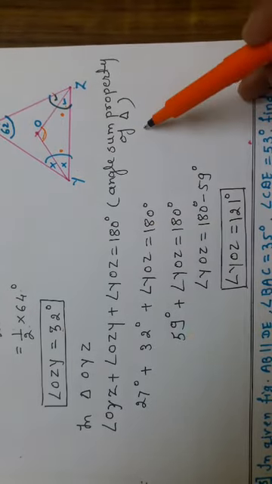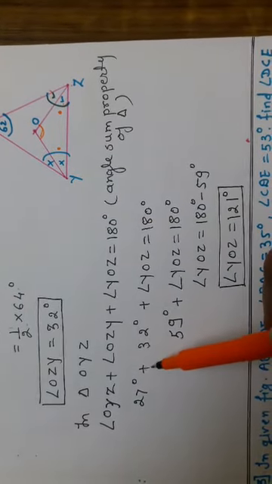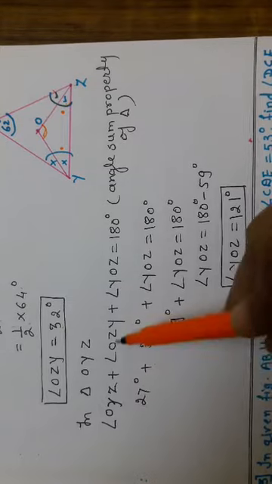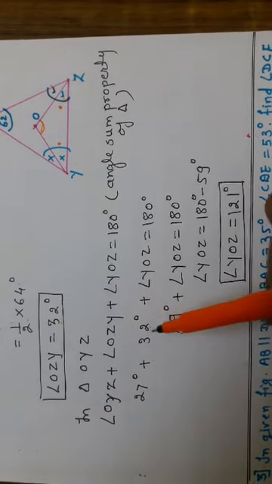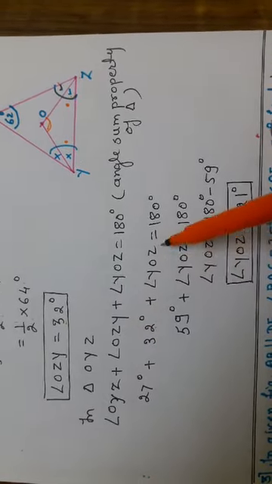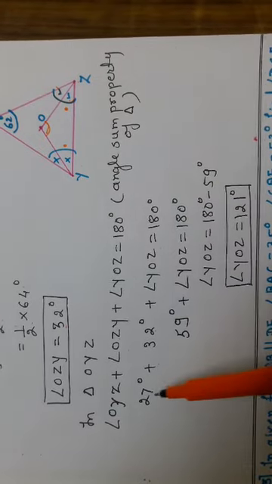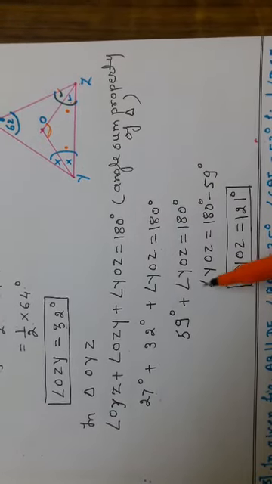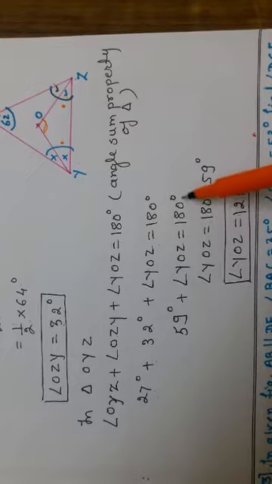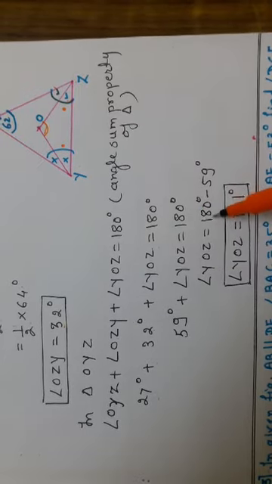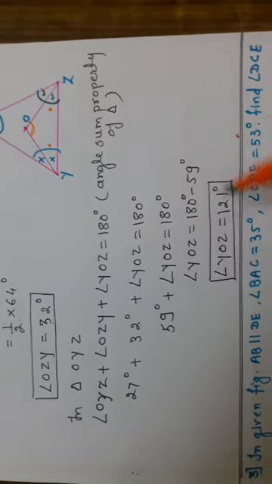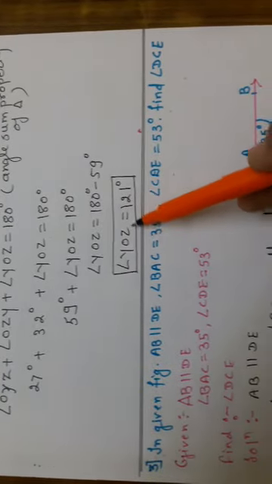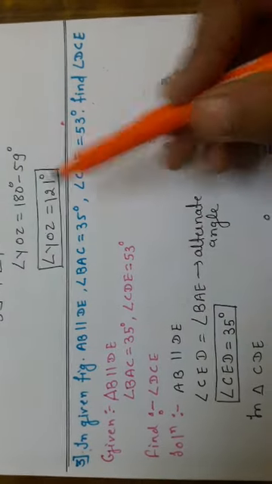Angle sum property of the triangle. 27 degrees plus 32 degrees, these are the values of angle OYZ and angle OZY, plus angle YOZ is equal to 180 degrees. This sum is 59 degrees plus angle YOZ is equal to 180 degrees. So angle YOZ is equal to 180 degrees minus 59 degrees, that is angle YOZ is equal to 121 degrees.